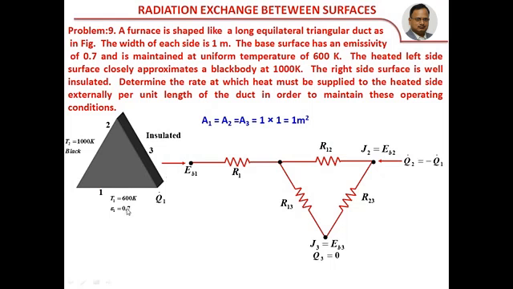Base has an emissivity 0.7, and this side is black and this is insulated. So first let us take surface 1. You have surface resistance R1. Surface 2, black body, so there is no surface resistance. Surface 3, insulated, no heat transfer. Q3 is 0. And between 1 and 2 you have a shape resistance. Between 2 and 3 you have a shape resistance. Between 1 and 3 you have a shape resistance.